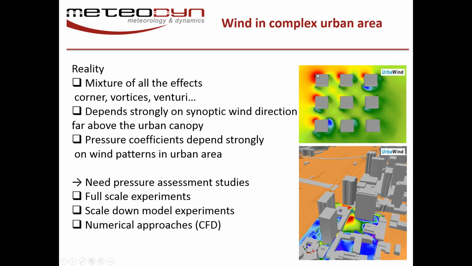Here you have another representation to show you the impact of the blockage effect. If the wind blows from here to here, you will get high pressure, and then lower pressure downstream. So how can you compute that? There are several ways. The first way is to run full-scale experiments, meaning that you set up some met masts inside the city.